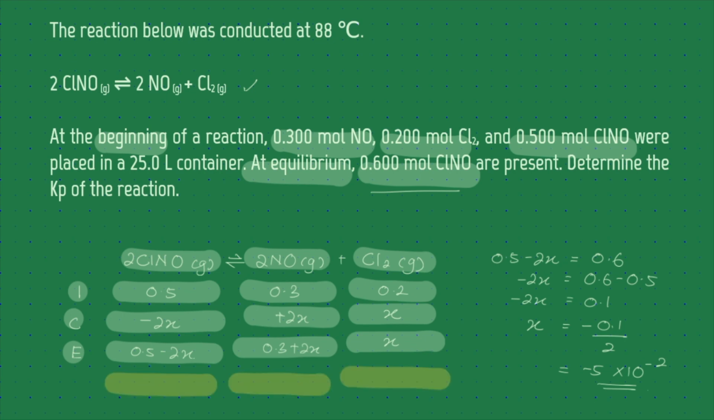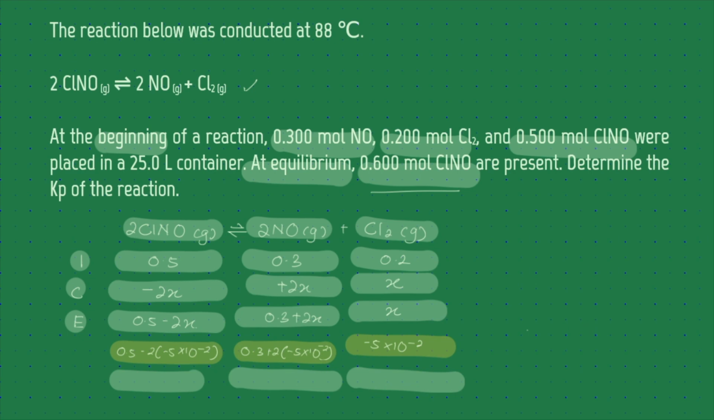Alright, so now we need to substitute all the x's with this value. So 0.5 minus 2 times negative 5 times 10 to the power of negative 2, and here is 0.3 plus 2 times negative 5 times 10 to the power of negative 2, and the last one is just negative 5 times 10 to the power of negative 2. Now you just need to press your calculator. So you will get 0.6 mole, here is 0.2 mole, and the last one is 0.15 mole.